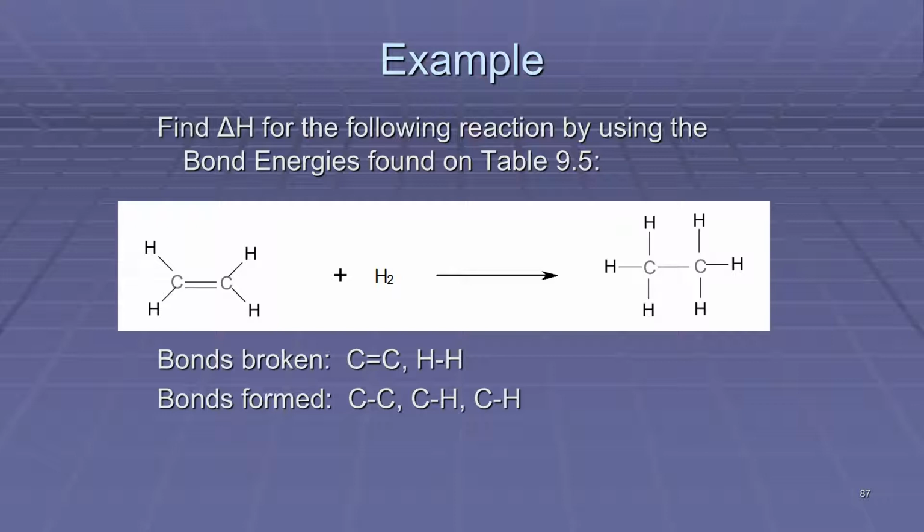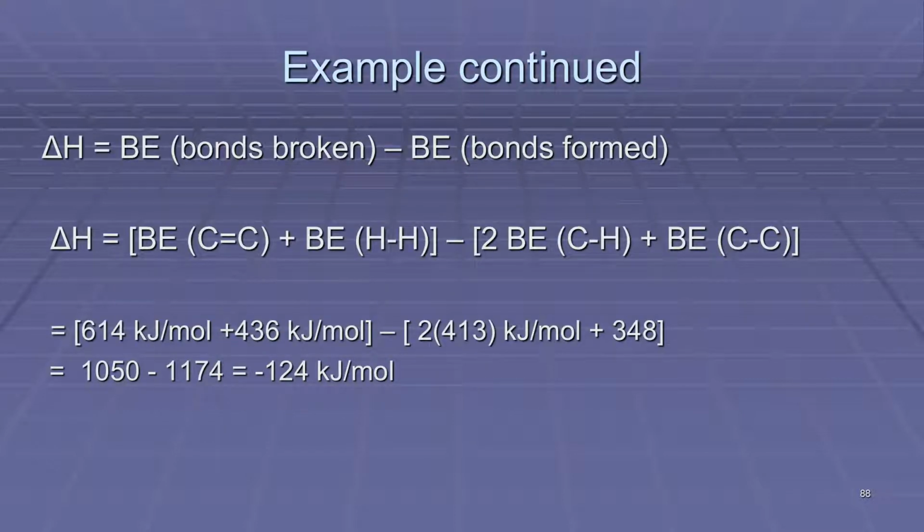So if we look up those values, we can see that the bonds broken are the CC double bond and the HH single bond, 614 kilojoules. Remember to look at the bottom of that chart, plus 436 kilojoules. So that's a total of 1050. And then we have 2 CH bonds being formed. So 2 times 413, and then 1 CC single bond, 348. If we add that together, we get 1174. And so 1050 minus 1174 gives us negative 124 kilojoules per mole.